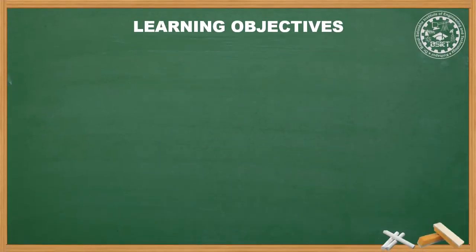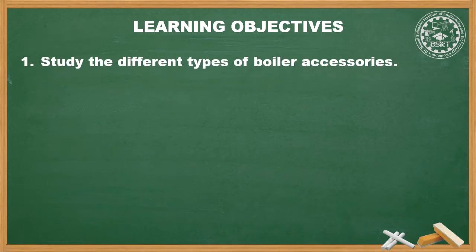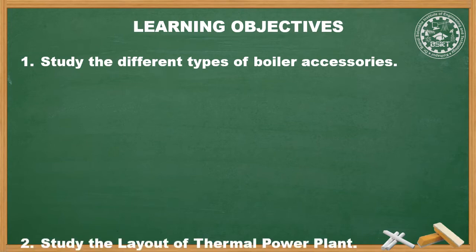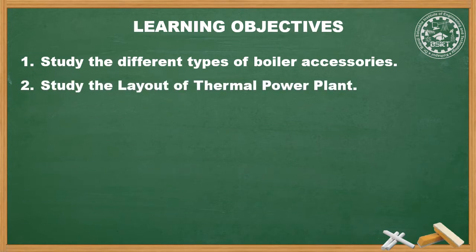The learning objectives for today's session are: number 1, study the different types of boiler accessories. In the previous session, we completed the different types of boiler mountings. In today's session, we are going to complete the different types of boiler accessories. Second, study the layout of a thermal power plant. That is, how electricity is generated, or how a thermal power plant is used to generate power, will be studied in today's session.